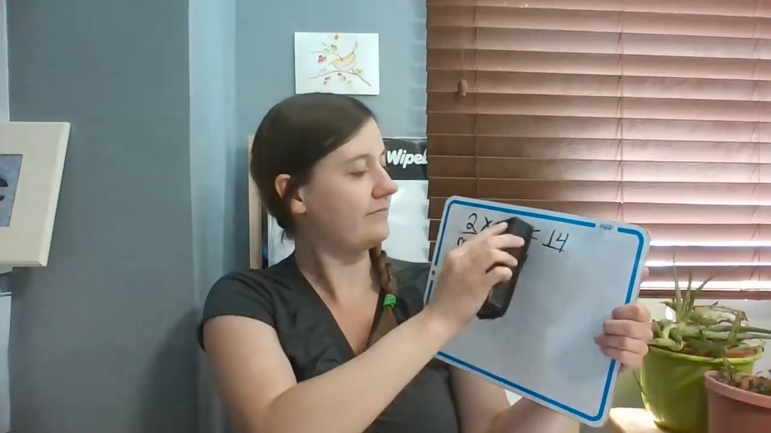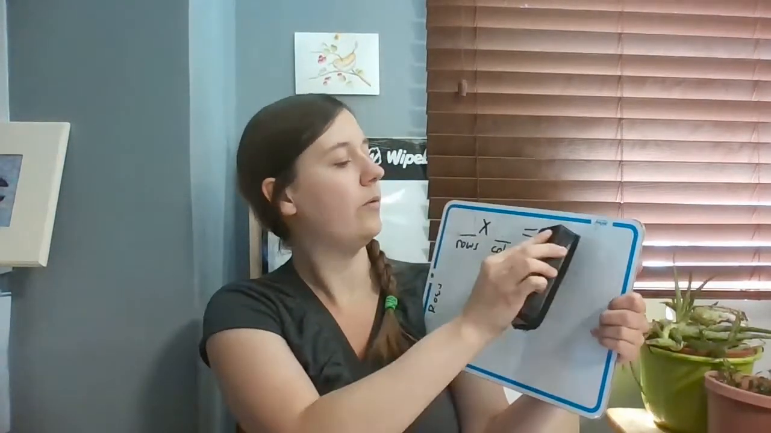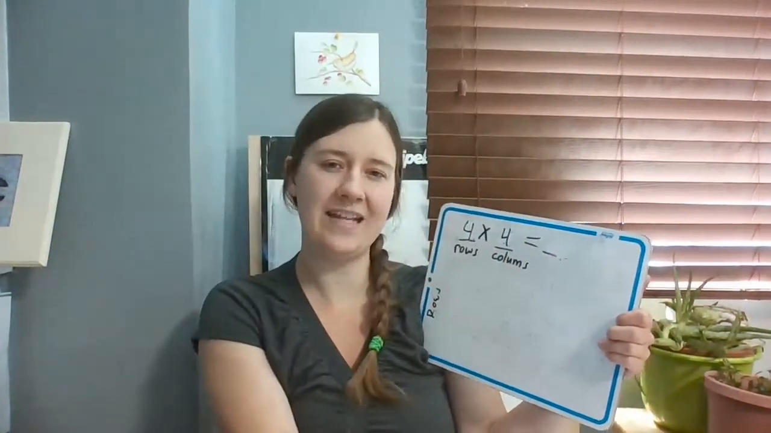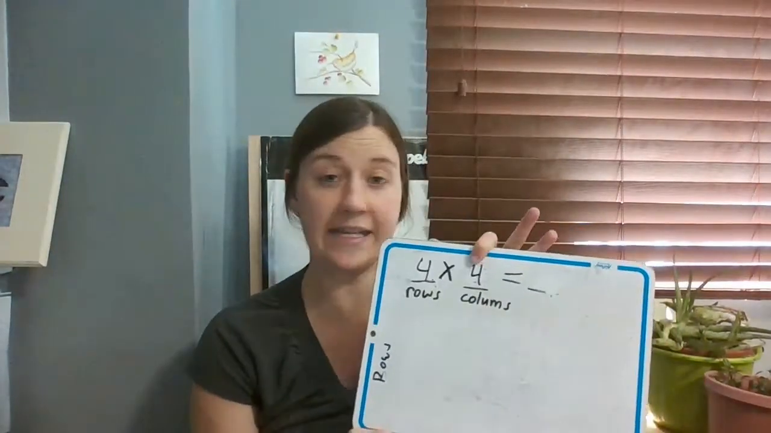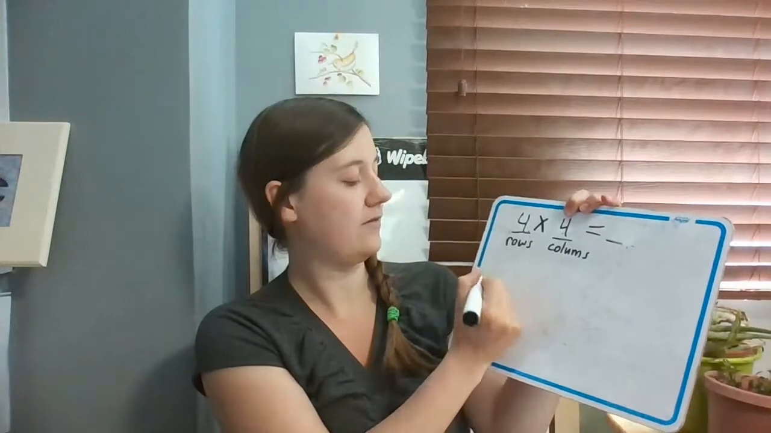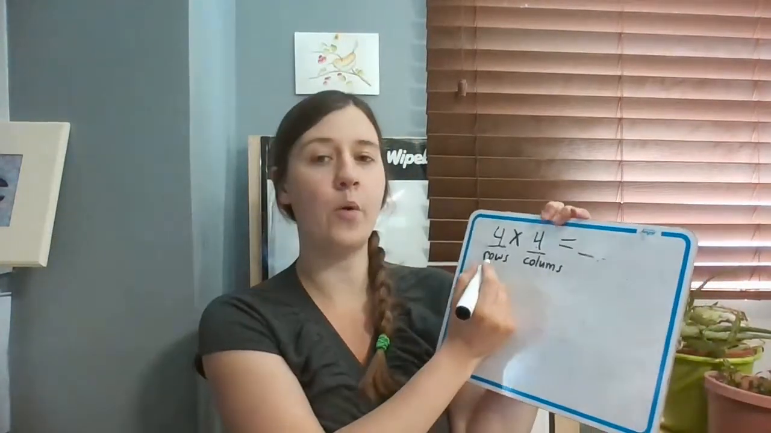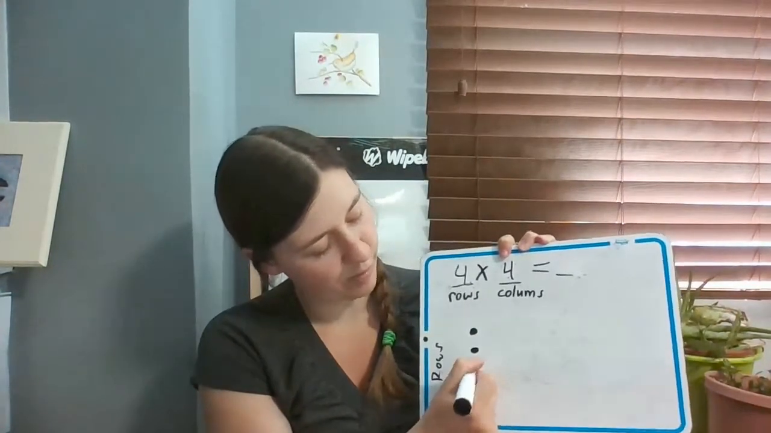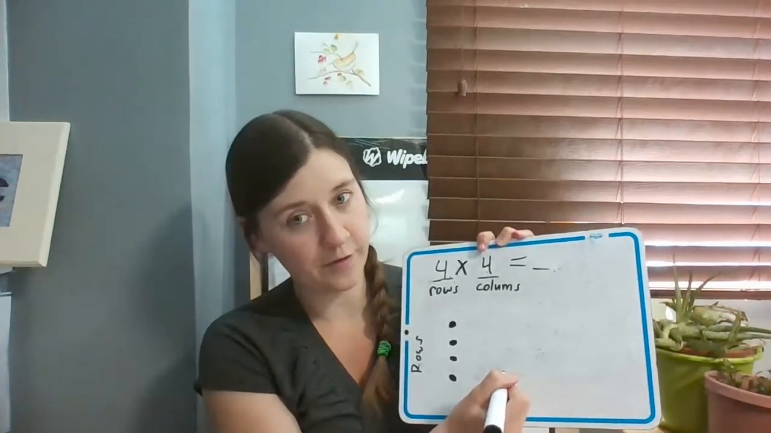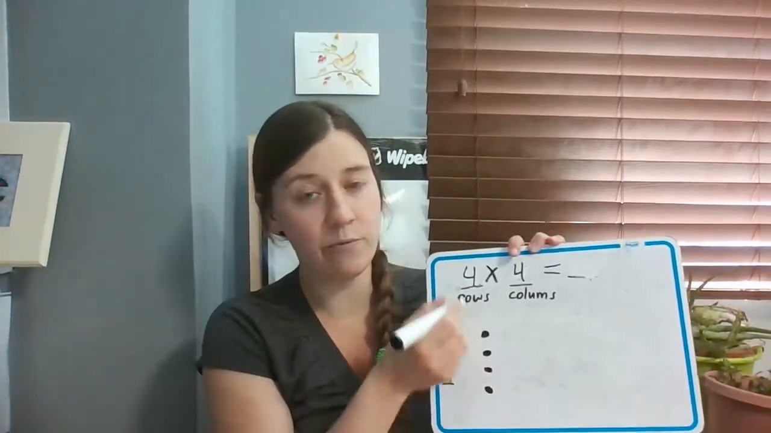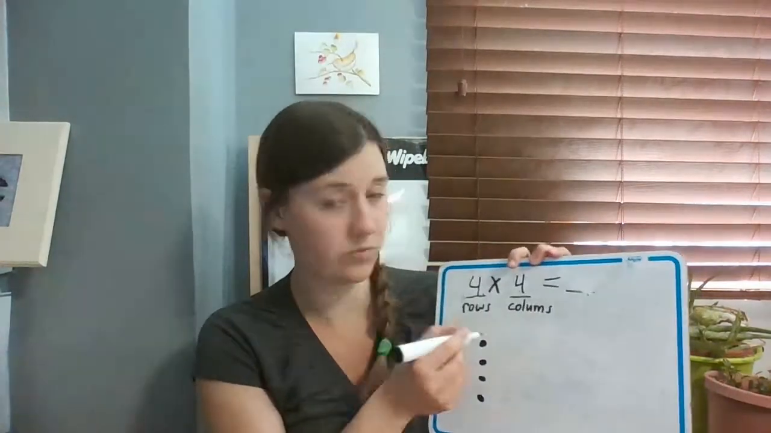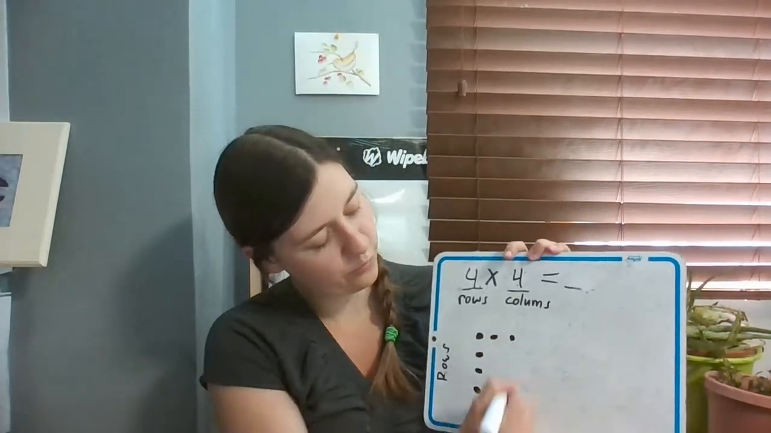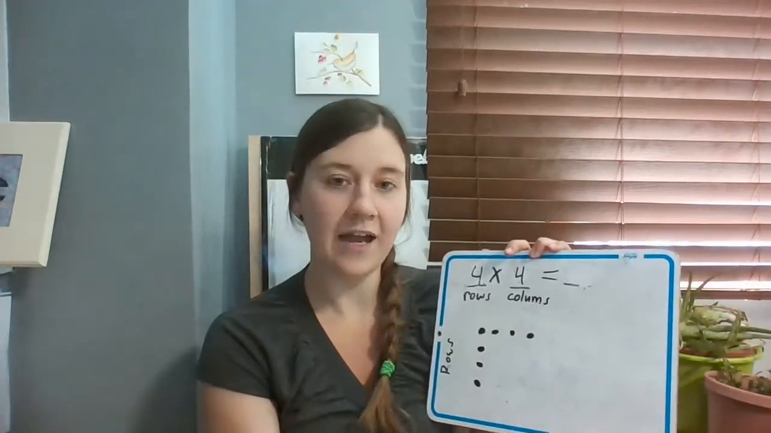Let's do another one. This one, we're going to do 4 times 4. Now, like we said before, 4s are not easy to count by, so let's do it as an array to help us. We need 4 rows. So here's row 1, row 2, row 3, row 4. Now I need my columns. I already have one. Whenever I do the first one, it's already there. 1, 2, 3, 4. And then I fill them in.